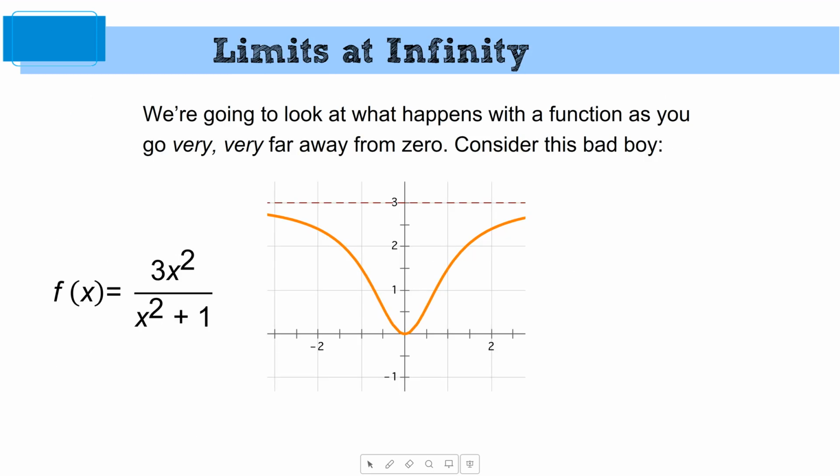So, horizontal asymptotes. Let's start with this function. 3x squared over the quantity x squared plus 1. We have a horizontal asymptote at 3. So what happens, well, I'll ask you this. What does a horizontal asymptote do? What is it?